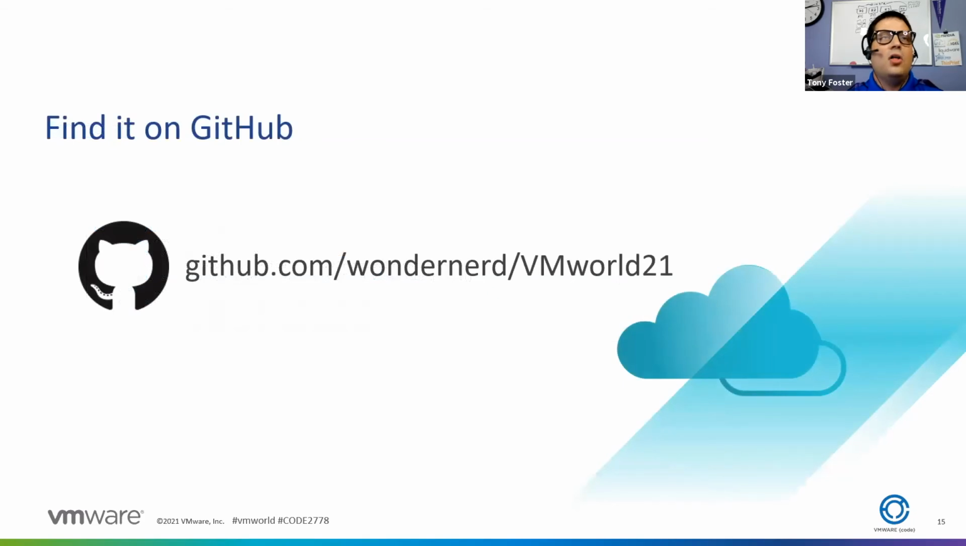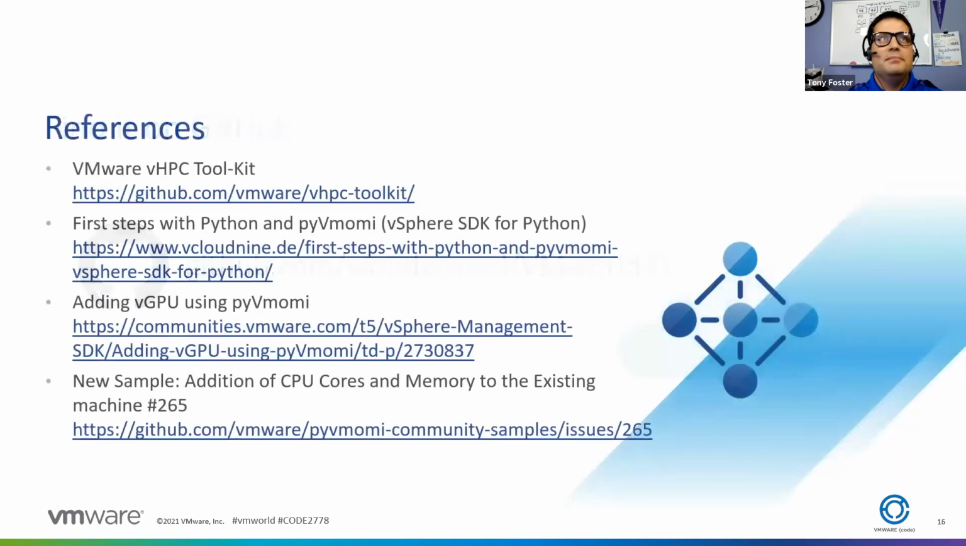Like I said, all of this material is up on GitHub, wondernerd/VMworld21. So you can go grab all of this code from there. It's also available off my website, wondernerd.net. A lot of great material out there. If you really want to get into AI and ML and HPC virtualization programming, check out the HPC toolkit.